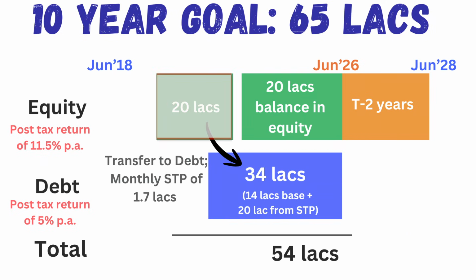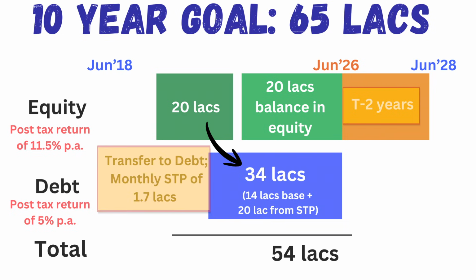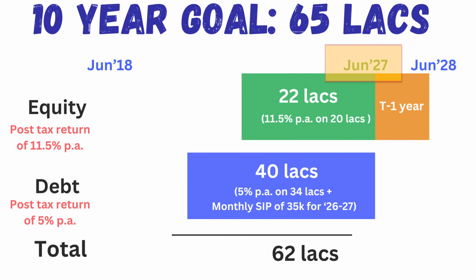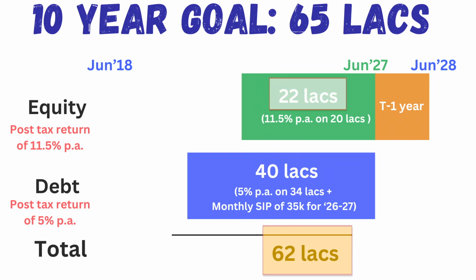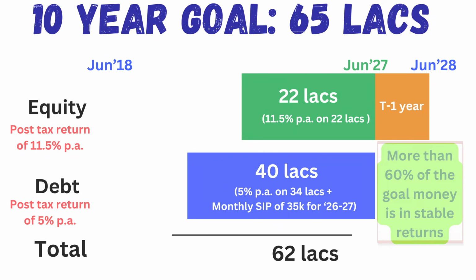Now, suppose you decide to transfer another 50% of equity amount in June 2026, which is T minus 2 years. So, monthly systematic transfer would be around 1.7 lakh from equity to debt. As on June 2027, which is 1 year before the goal deadline, your total corpus is 62 lakhs, out of which 22 lakhs is in equity. Watch how safety starts accelerating. More than 60% of the goal is protected by now.